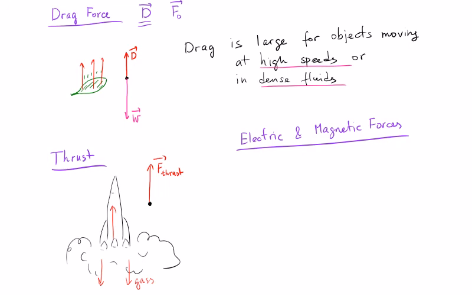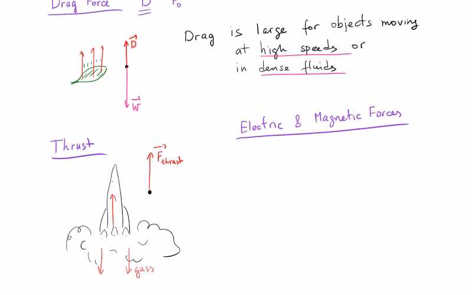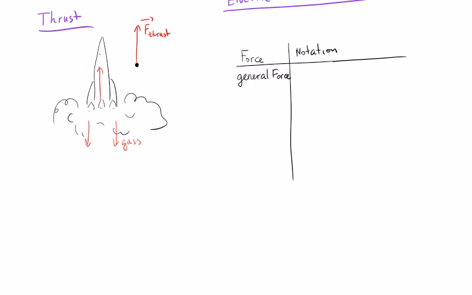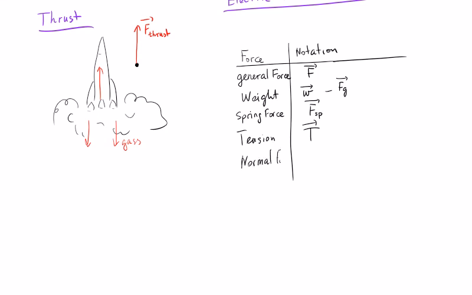Let's quickly summarize what we have learned, how many forces we have learned, in a small table. So let's put forces on one side and notations on the other side, because sometimes they're important. So a general force we just denote with a capital letter F. And weight we denote with a lowercase w. Sometimes in some books you might see F_g, like force of gravity. Spring force as F spring. Tension with a capital letter T. Normal force, either capital letter N or lowercase n.